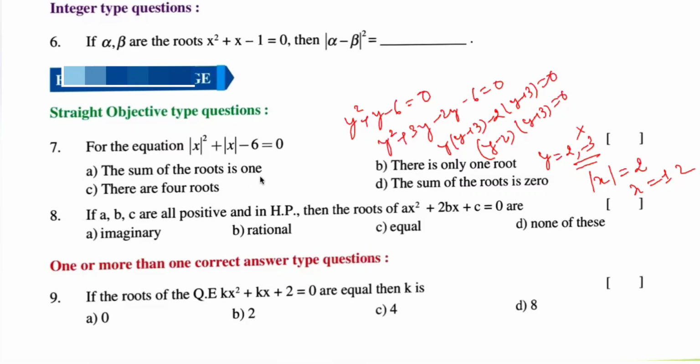The sum of the roots is 1, which is not the case; it is 0. There is only one root, which is also not right, which is wrong. There are four roots, which is wrong. The sum of the roots is 0, which is correct. So D is the only one which is correct.